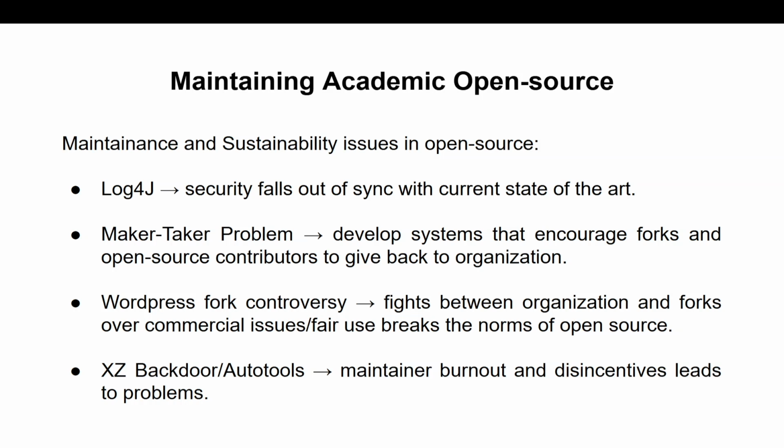An example of this is the WordPress fork controversy. WordPress is the maker in this case, and I think WP Engine is the taker. WP Engine was forked from WordPress, and it resulted in a fight between the two organizations, one being the maker and one being the fork or the taker. They've been fighting over commercial issues and fair use issues that have served to break the norms of open source.